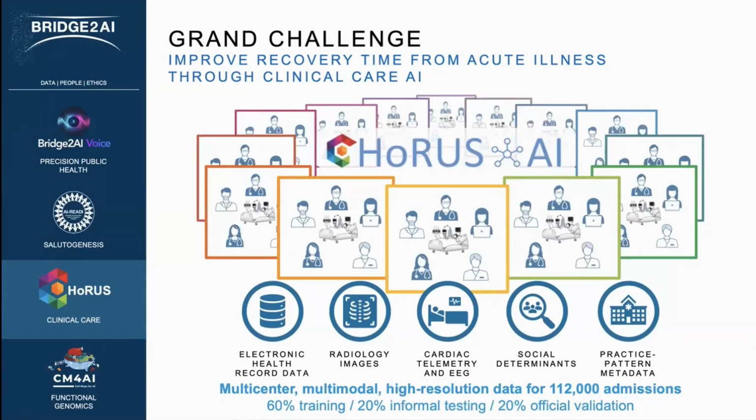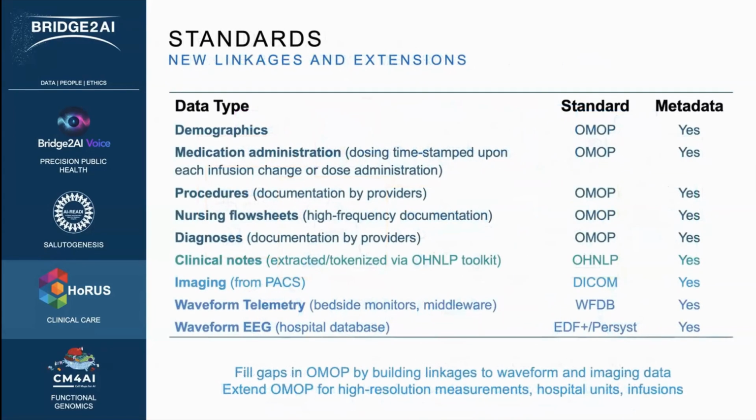So the concept here is at the bottom, you can see where we would like to collect this multi-center, multimodal, and high-resolution set of data for 112,000 patient admissions. We will split this data, as we have with our current releases, into 60% for training, 20% for sort of internal validation, and then 20% for more official validation. And we have a goal to submit that final 20% partition to become an FDA-based medical device development tool, or MDDT.